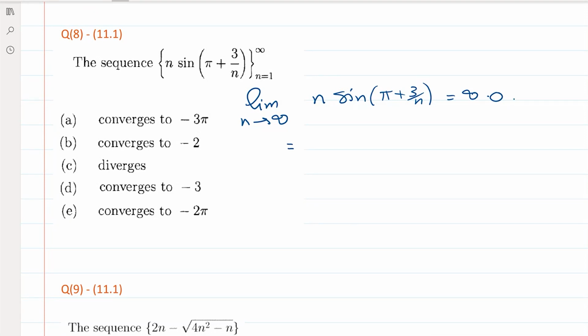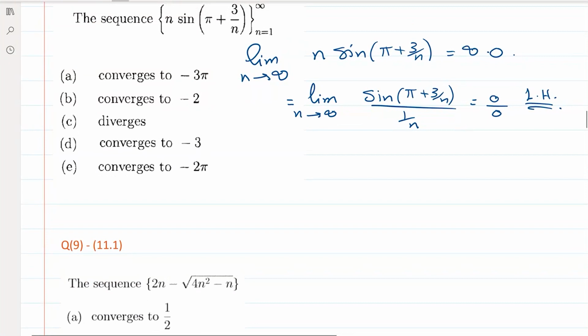What does that mean? That means you need to put it in a standard form: 0 over 0 or infinity over infinity. Okay, how to put it in that form? L'Hopital's rule. Before L'Hopital's rule, you just put n down as 1 over n. This is a small trick and it solves the problem. In this case, it is 0 over 0, so now you can use L'Hopital's rule.